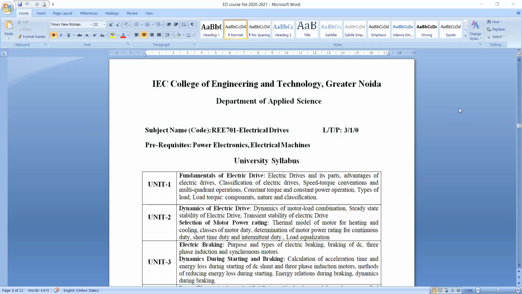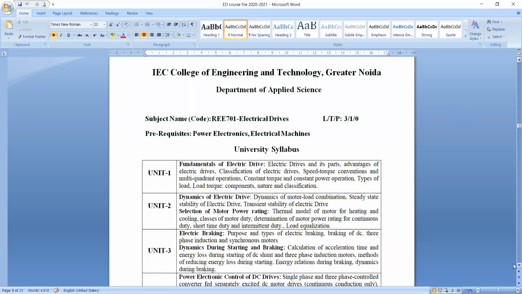One is power electronics, which I have already taught in the last semester, and another one is electrical machines. Electrical machines 1 and 2 means AC machines and DC machines both. Both are required to understand this subject. So this subject is divided into 5 units.